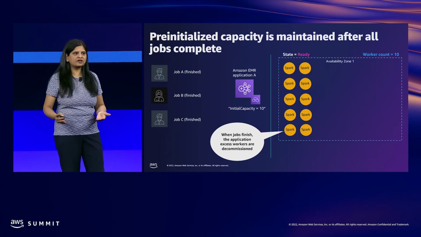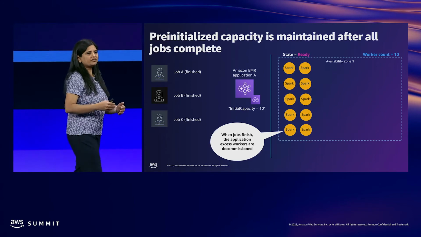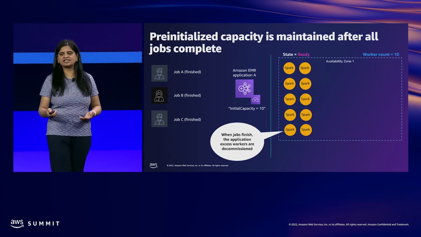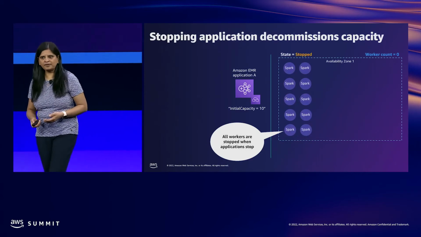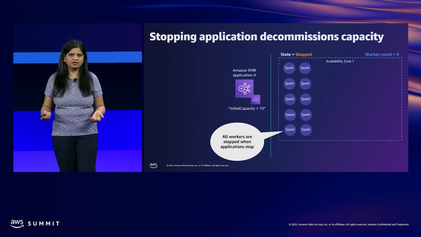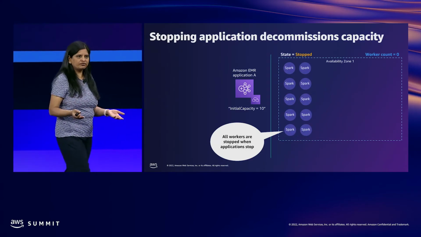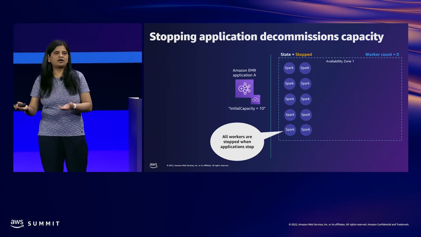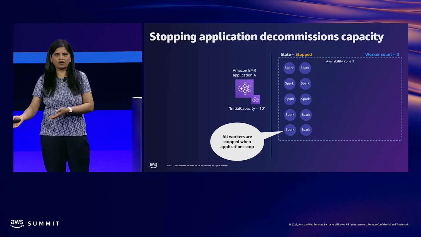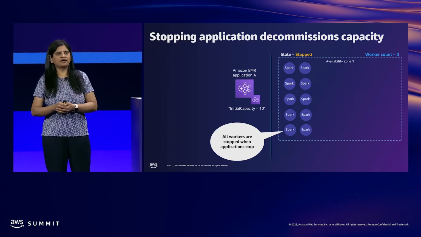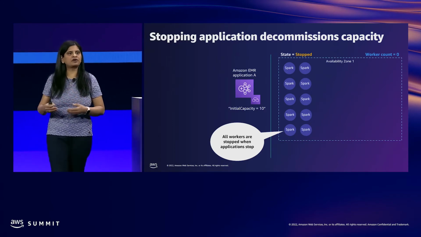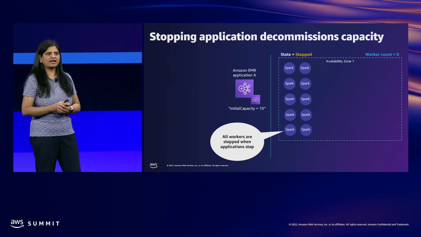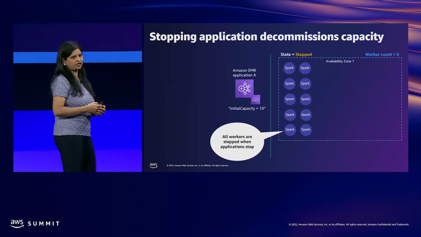But if you don't submit any job and you have set your idle timeout to be 5 minutes, after 5 minutes, these workers will be decommissioned automatically. Or if you have not set up an idle timeout, you can manually also call an API to stop the workers and stop the application. And that's how you can save on costs once your jobs are complete.